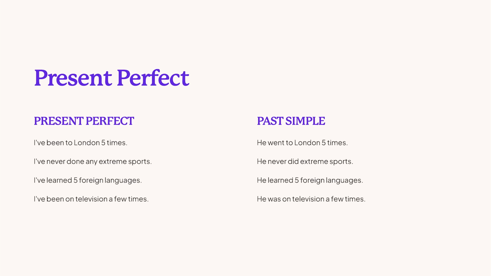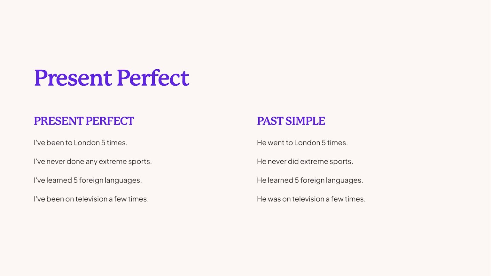Compare them with the same sentences in the past simple. He went to London 5 times. He never did extreme sports. He learned 5 foreign languages. He was on television a few times. These sentences sound somehow final, as if the person being spoken about is dead or can't do them anymore for some reason. In fact, if a person were dead, we could use the past simple for all his or her actions, because there is nothing more he or she can do.